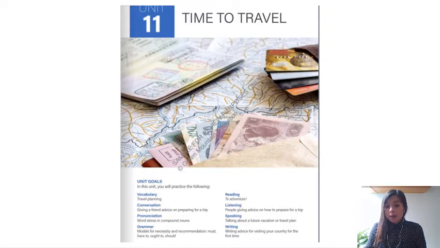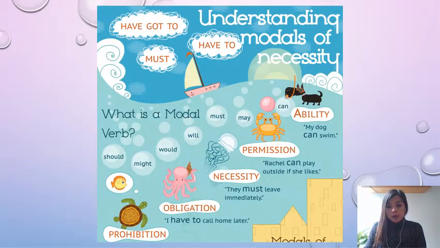And to start with, we are going to remember what is a modal verb and we're going to see some examples. Here we have must, have to, should, might, would, will, must, may. All of them are modal verbs. Some of them are used to show ability or permission or necessity or obligation or prohibition. Depending on what you want to express, you are going to use different modal verbs. This unit is going to focus on necessity, obligation, and advice modal verbs.